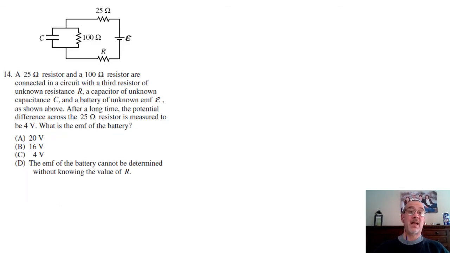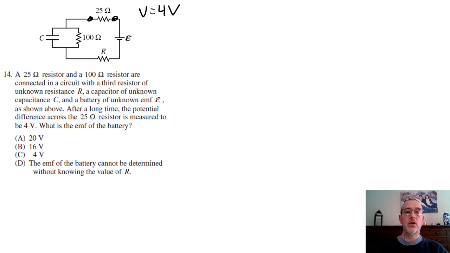Okay, now we've got a capacitor problem. A 25 ohm resistor and a 100 ohm resistor are connected in a circuit with a third resistor of unknown resistance and a capacitor of unknown capacitance and a battery of unknown EMF. So we've got a bunch of unknowns. After a long time, the potential difference across the 25 ohm resistor is measured to be 4 volts. So after a long time, the voltage from here to here is going to be 4 volts. The question is, what is the EMF of the battery?